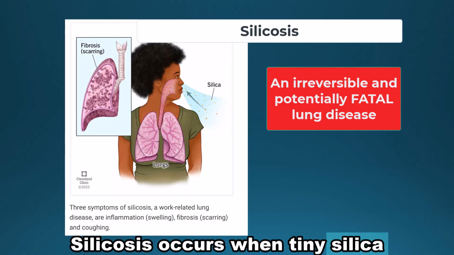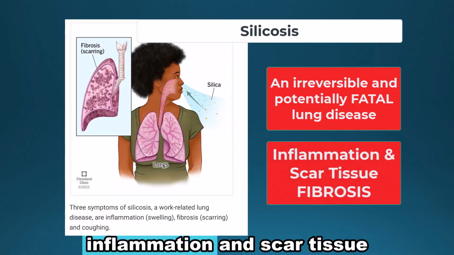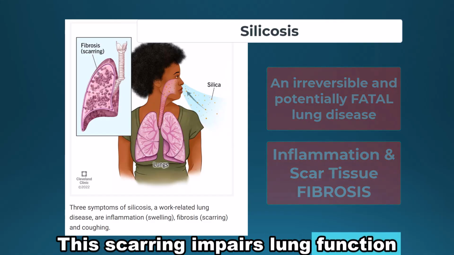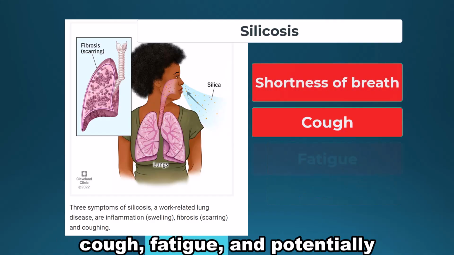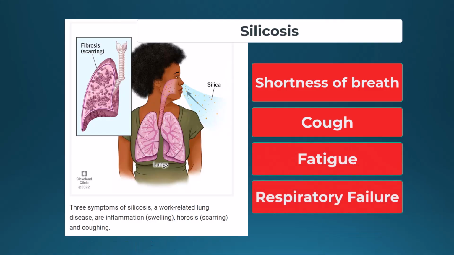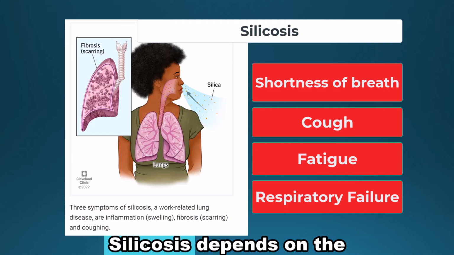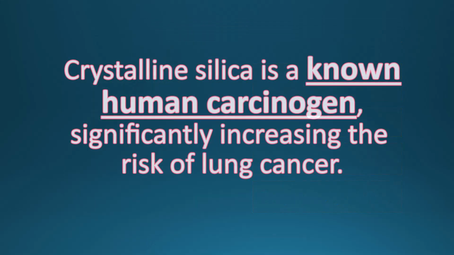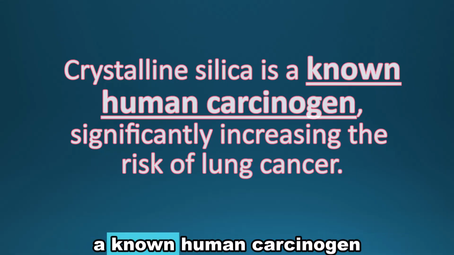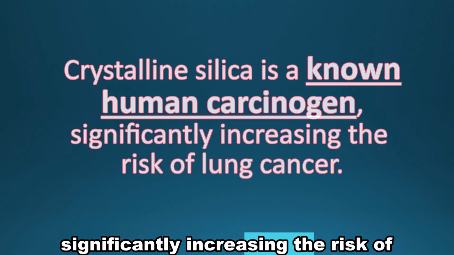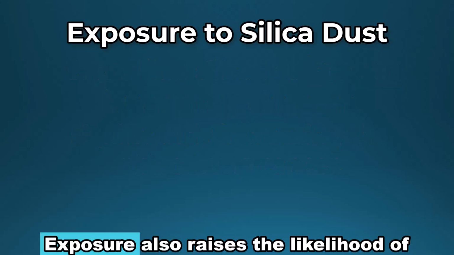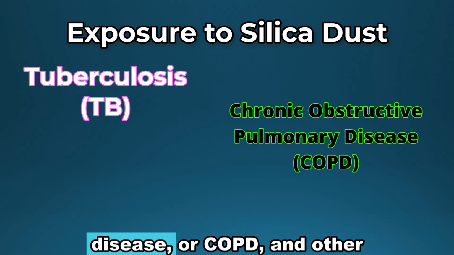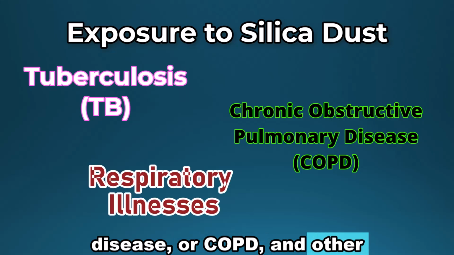Silicosis occurs when tiny silica particles lodge into the lungs, triggering inflammation and scar tissue formation called fibrosis. This scarring impairs lung function, leading to shortness of breath, cough, fatigue, and potentially respiratory failure. The severity and progression of silicosis depends on the concentration, duration, and type of silica exposure. Beyond silicosis, crystalline silica is a known human carcinogen, significantly increasing the risk of lung cancer. Exposure also raises the likelihood of developing tuberculosis, chronic obstructive pulmonary disease, or COPD, and other respiratory illnesses.